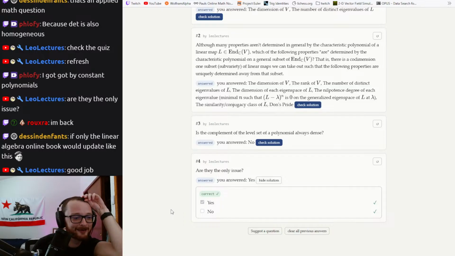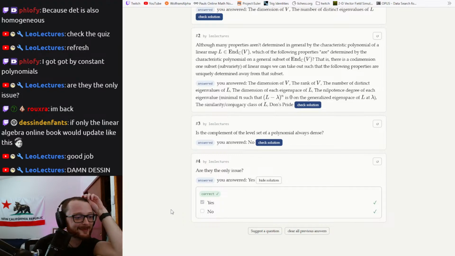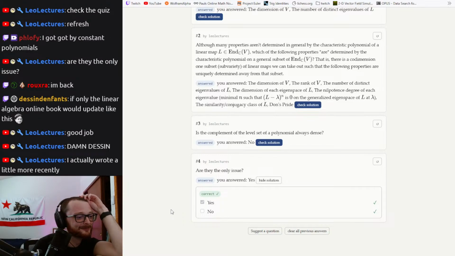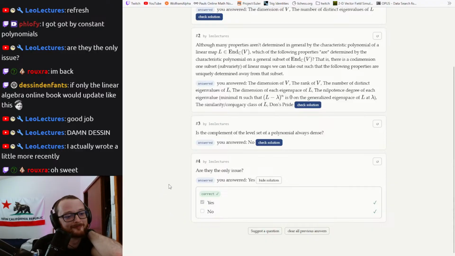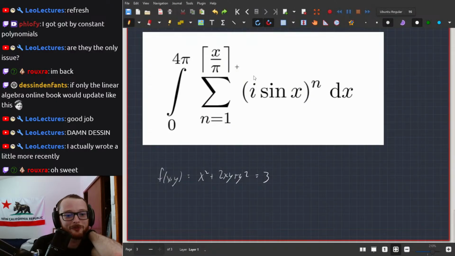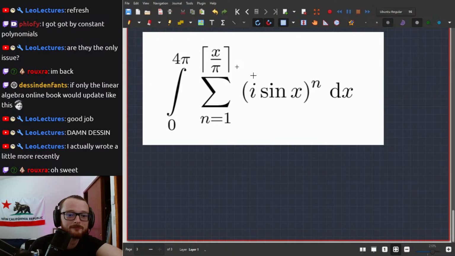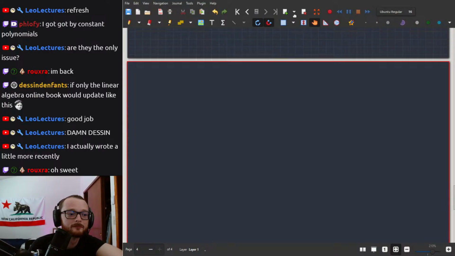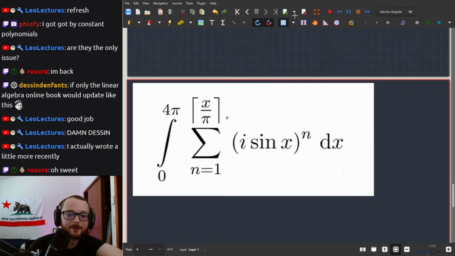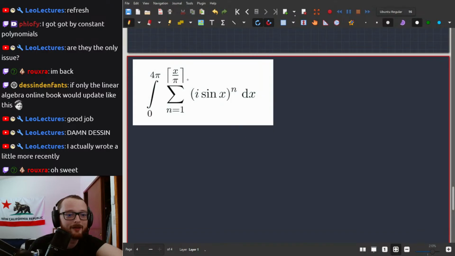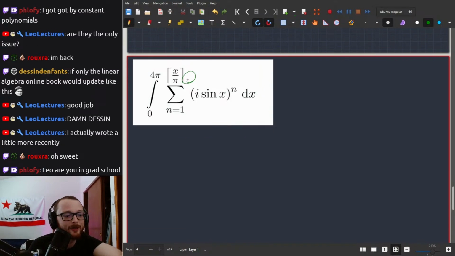We can take a look at your integral. You wrote a little more? Hell yeah. All right. Instead of discussing linear algebra, we can do discussing calculus. All right. Ignore that plus sign. It's not supposed to be there.